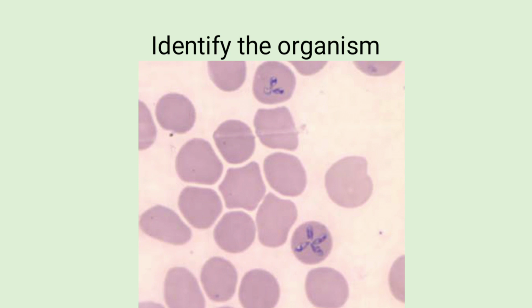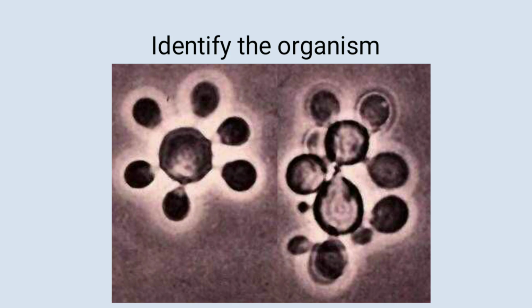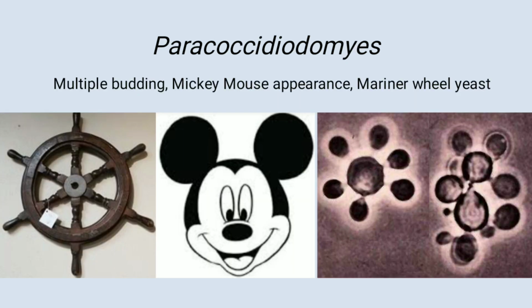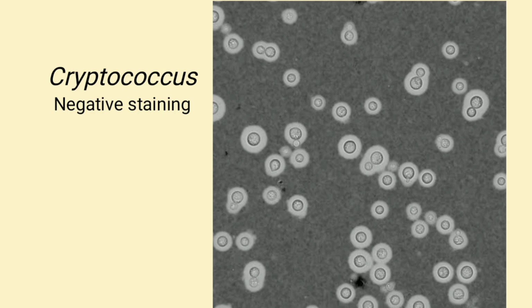Identify the organism. Maltese cross appearance on microscopy, Babesia. Identify the organism. Multiple budding yeast, Mickey Mouse appearance or mariner wheel yeast, Paracoccidioides. Identify the organism. Negative staining, Cryptococcus.